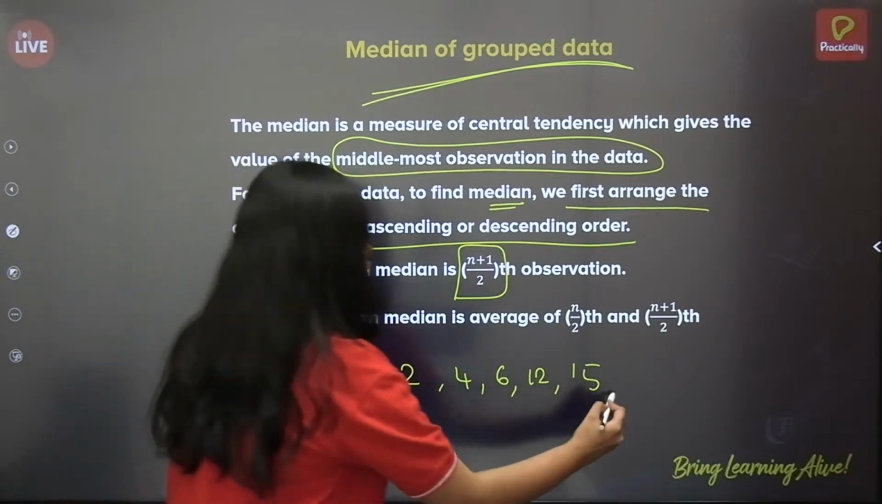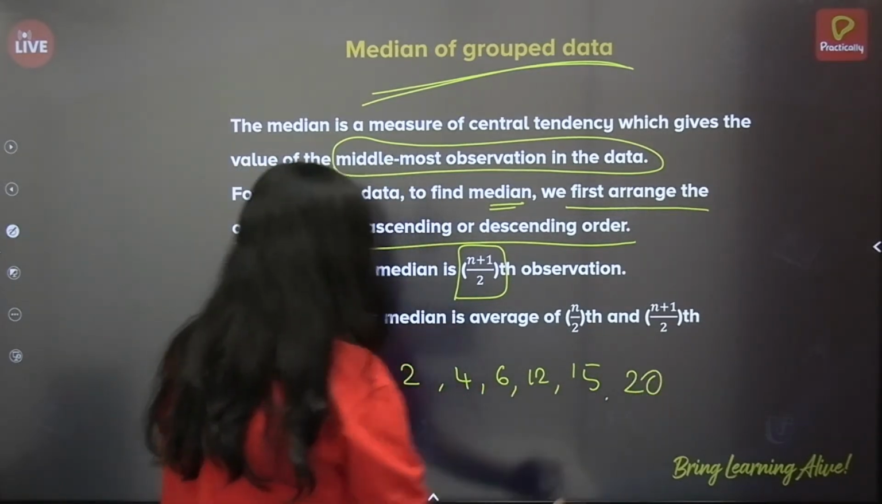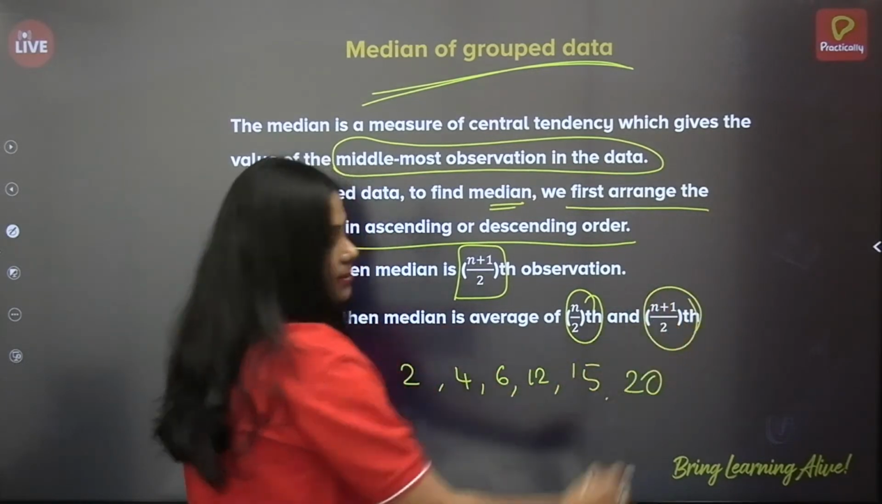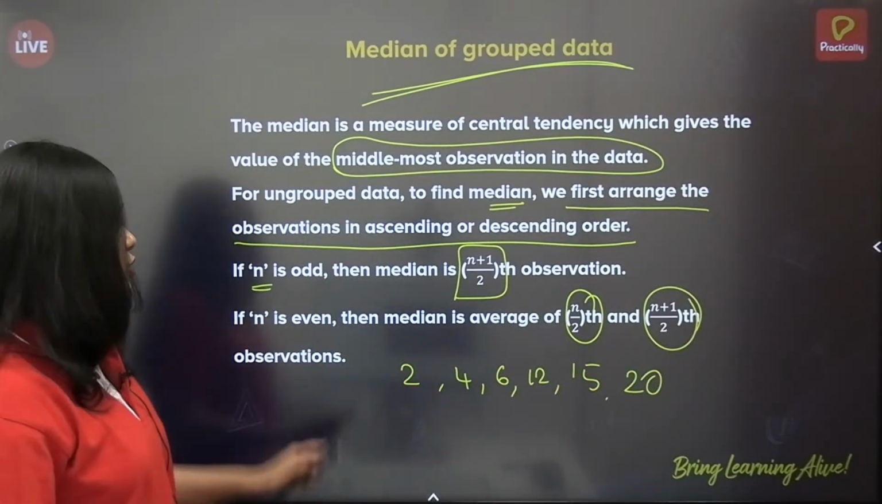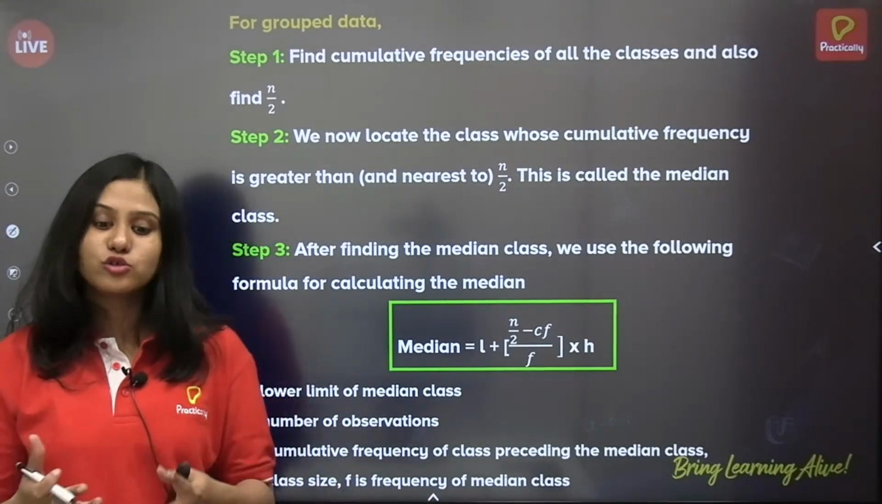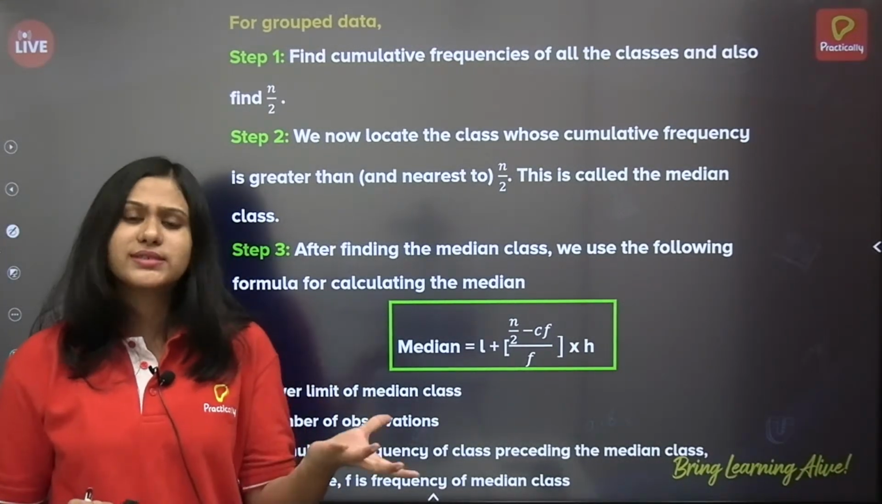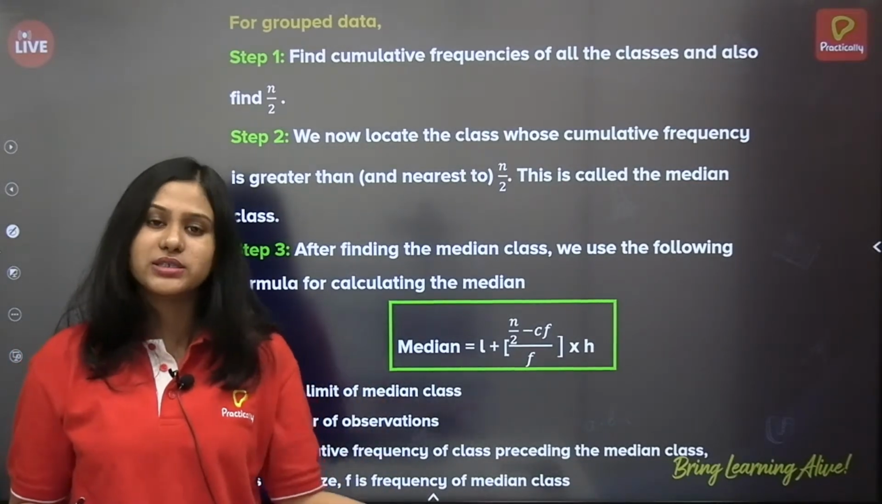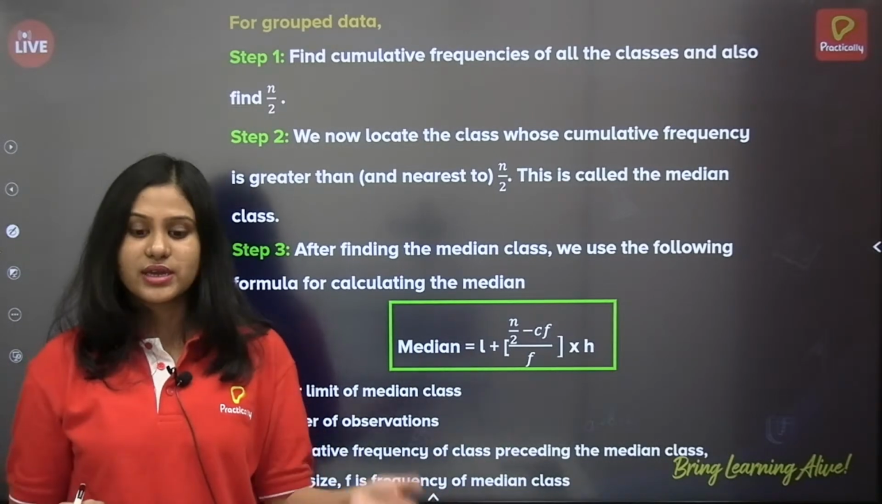And let us also check 20. So this is even, right? Then it is the average of the n by 2th plus (n plus 1) by 2th term. So this is about median. But that was about ungrouped data. How about grouped data? Now, we are all studying about grouped data for today, correct? Because ungrouped data we have been studying in class 8, class 9, class 7 as well.